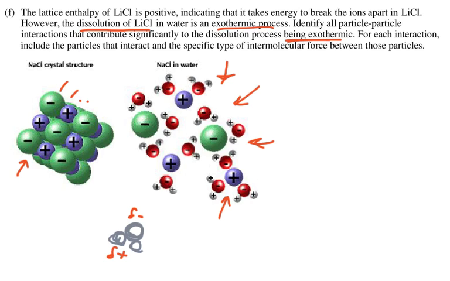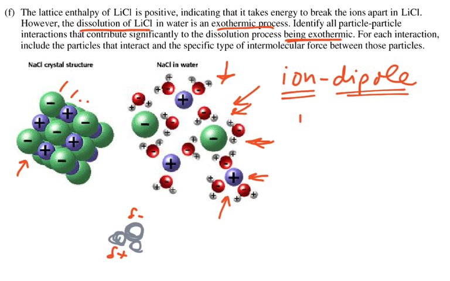So what happens is that the negative ends are attracted to the positive ions, and the positive ends of the waters are attracted to the negative ions. And we have a name for that, and that is called ion-dipole interactions. The ion is the ion, and the dipole is the water. So, ion-dipole interactions.